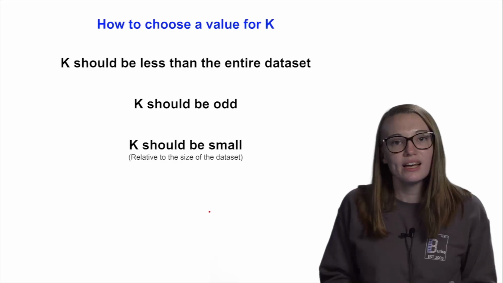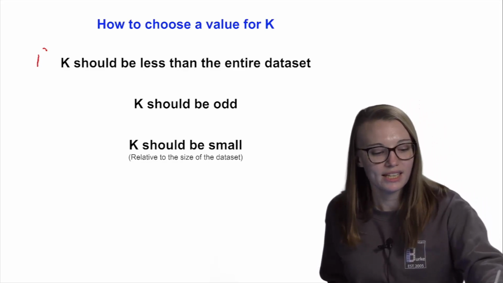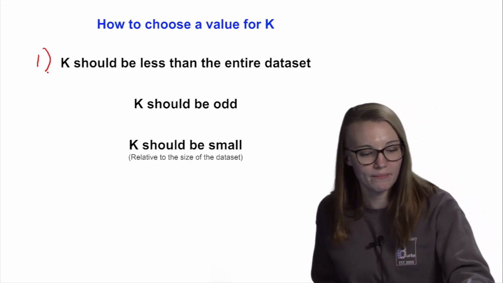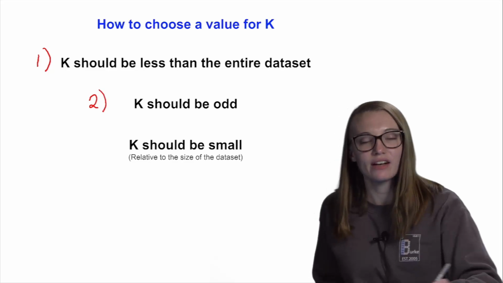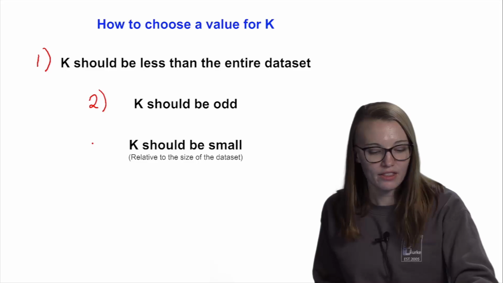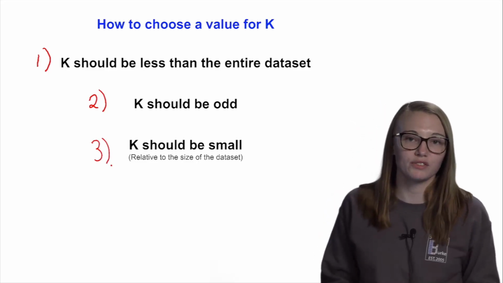So in summary, the guiding principles for selecting k starts with selecting a k that is less than the total number of data points in the data set. Second, your k value should be odd to prevent resulting in a tie. And third, your k value should be small with respect to the size of your data set.